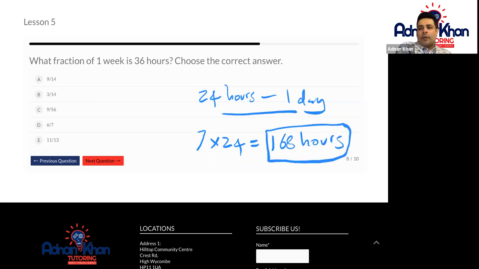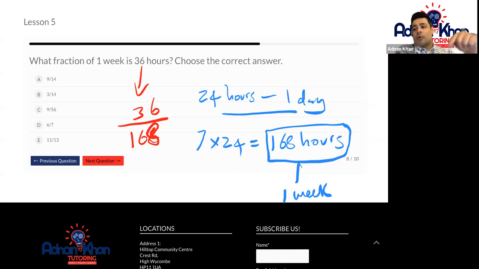So in a week, we have 168 hours. And now we need to find out what the fraction is. So let's just write down here 168, and let's put 36 hours on top. Again, we just need to simplify. How many times have you come across that question, simplify, in this test so far? 3 times already. So it's very important that we know how to simplify.